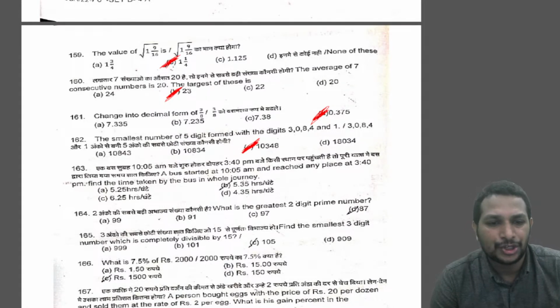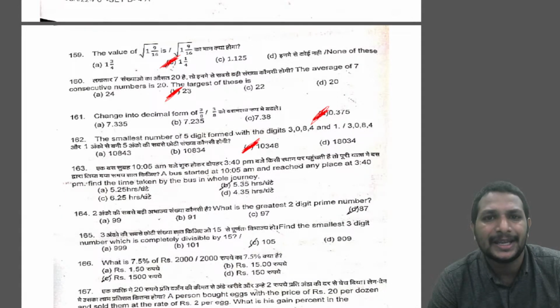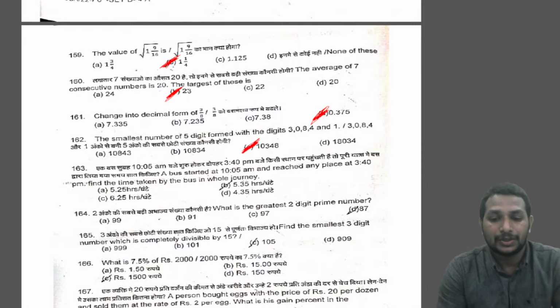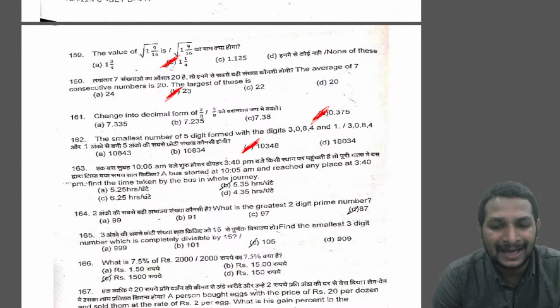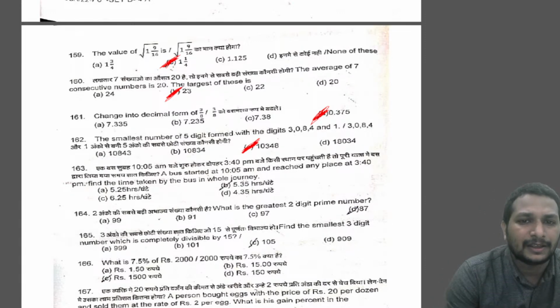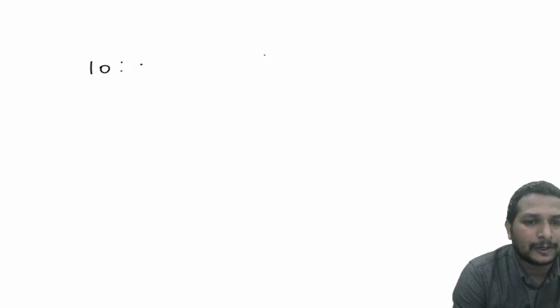Next, let's see question number 163. A bus started at 10:05 a.m. and reached its destination at 3:40 p.m. Find the time taken by the bus in the whole journey. As they gave the starting time and the ending time, we just need to find the difference. How much time is it taking? It started at 10:05 a.m.